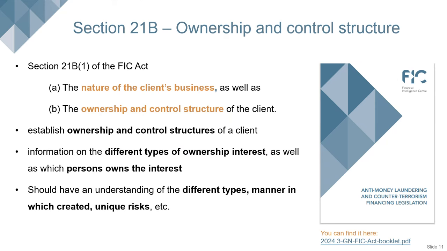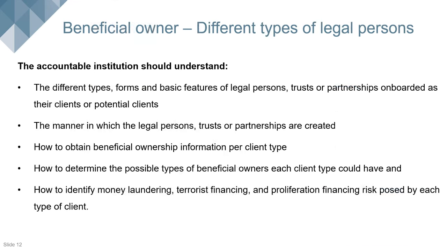client structure. You need to also have an understanding as an accountable institution of the different types of risk and the different types of legal persons that can be involved in a structure, the manner in which these legal persons are created, because that will dictate the risk and also dictate what information you need to obtain. So for example, if you have a client that's a PTY Limited versus a client that's a nonprofit company, you would require different types of information from these two clients to determine the beneficial owner, to determine the ownership structure, and to also understand the risk that those structures pose in terms of beneficial ownership.